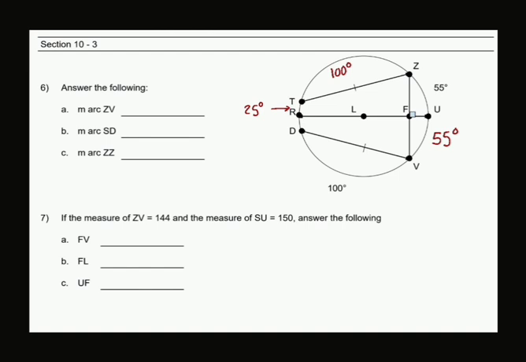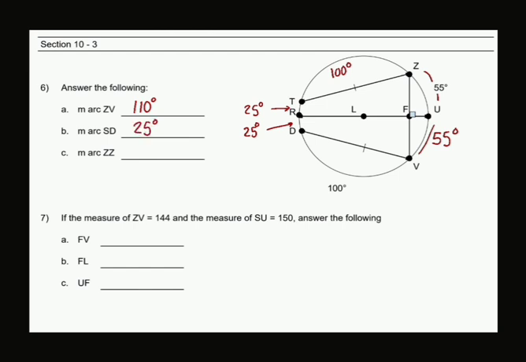Notice that RU cuts the circle in half. That means the arc measurement for that would be 180. Well, we know 55, we know 100, which means there's 25 left. Using the same logic, there's 25 left on the other side. Arc ZV is a minor arc, which means it has to be under 180 degrees. If we trace the path, we have 55 and 55. 110 is less than 180, which means that is the final answer.